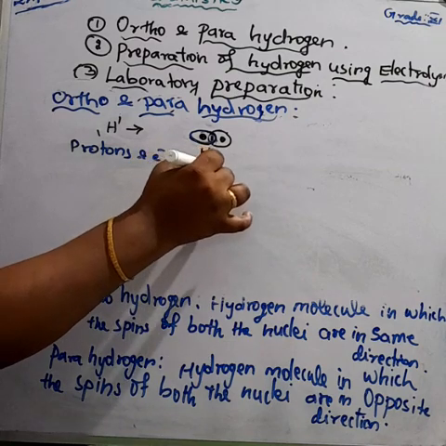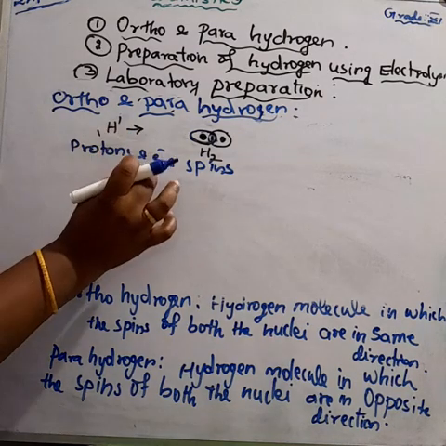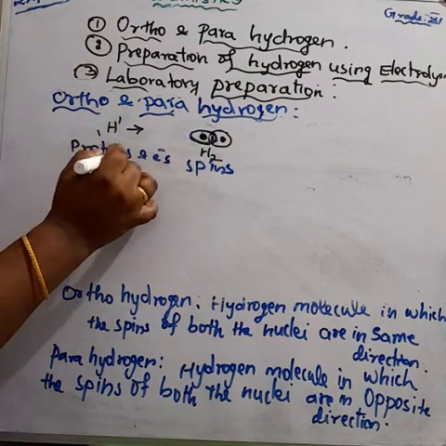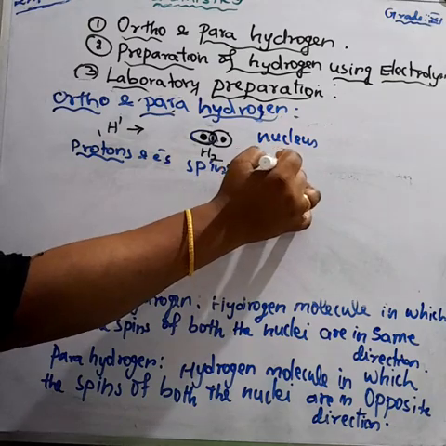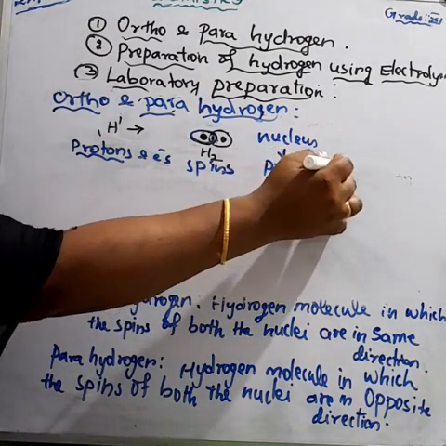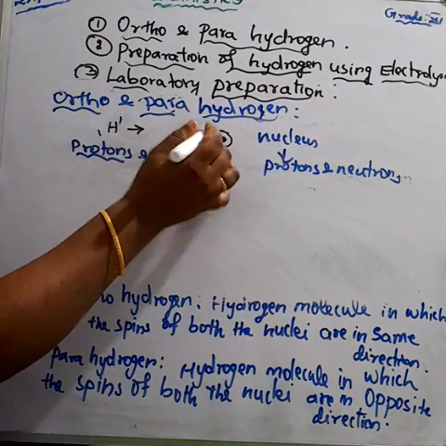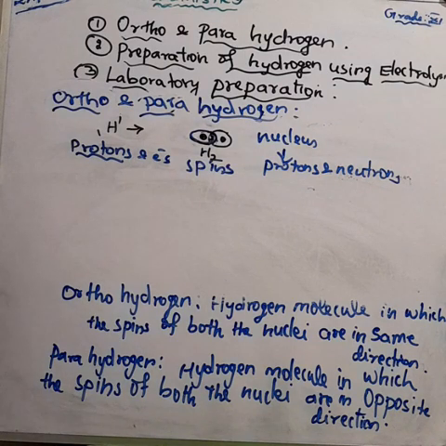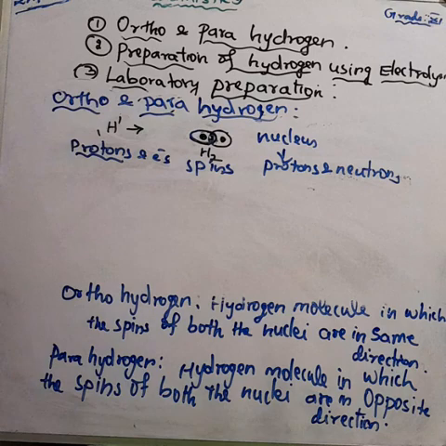Till now, we know that electrons revolve around the nucleus in a circular path. The nucleus consists of protons and neutrons, and it is present at the center, and electrons revolve around the nucleus. But protons also rotate on their own axis. The proton present in the nucleus also rotates on its own axis.